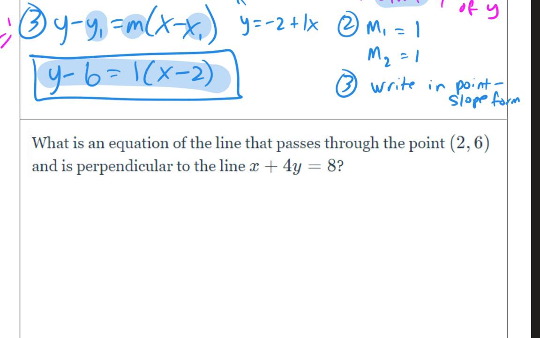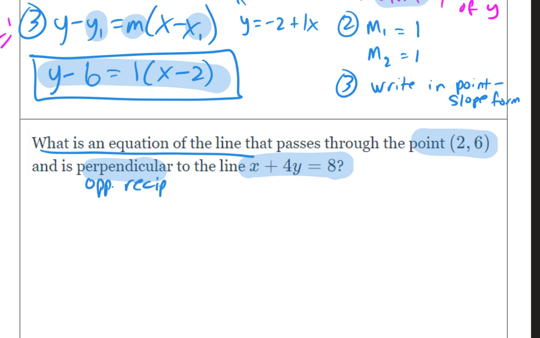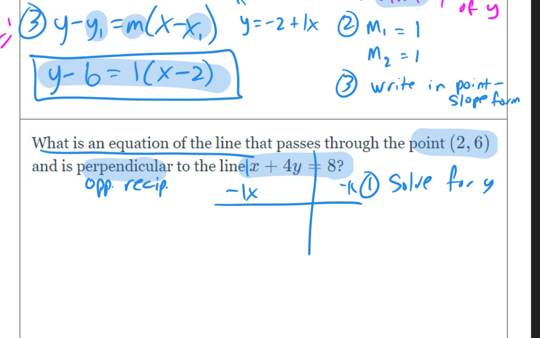Okay, so on this one, it wants the equation of a line once again, and the information they give us is a point and perpendicular to this. So we're going to think that's point slope with the opposite reciprocal, not the same, right? Opposite reciprocal. First step, we're going to solve for y, same thing. So we're going to draw that down. We're going to say the inverse of x, negative 1x.